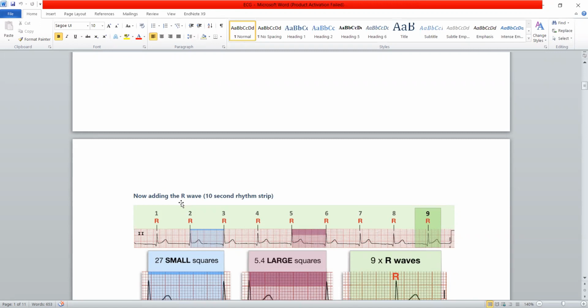So 1 second contains 5 large boxes, and 10 seconds will contain 50 large boxes. So we calculate the number of R waves in a 10 second long strip or in 50 large boxes and multiply it by 6. Not divide it, multiply it by 6. Because the number of R waves for 10 seconds, if we multiply it by 6, will give an approximate heart rate for 1 minute.